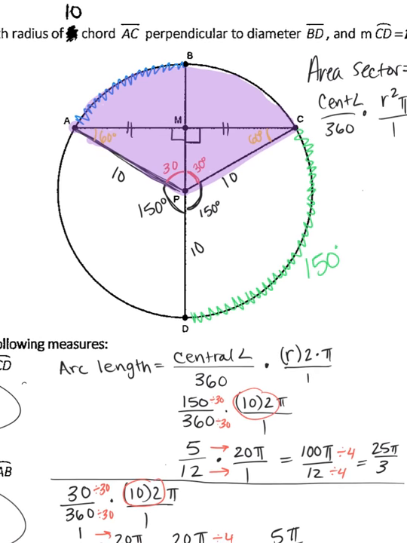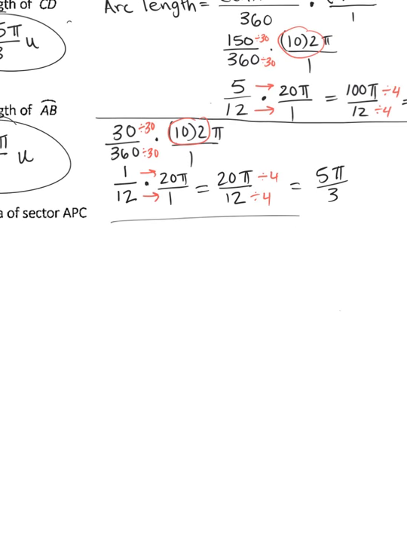So let's apply that to this problem. What is my central angle? Well, remember, it's this whole thing, so it must be 60. So 60, my central angle over 360, times my radius, which is 10 squared times pi. If I was to go ahead and reduce, I can divide both the top and the bottom by 60, and I would get 1 over 6 times 100 pi.